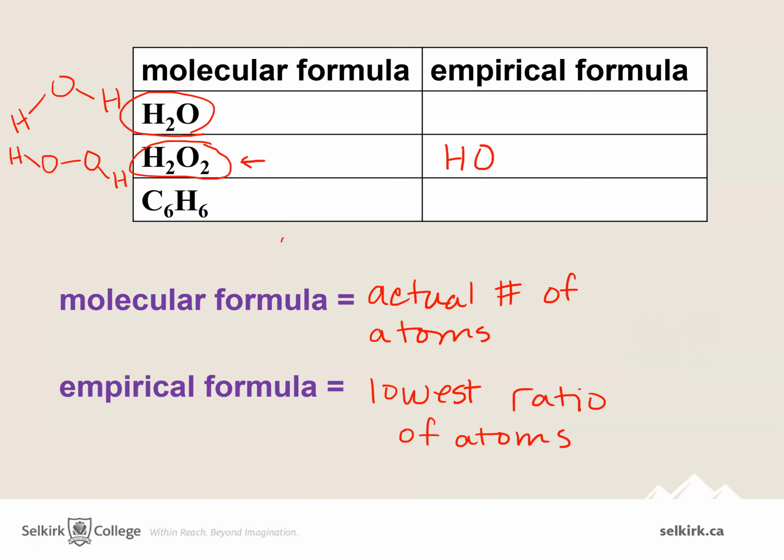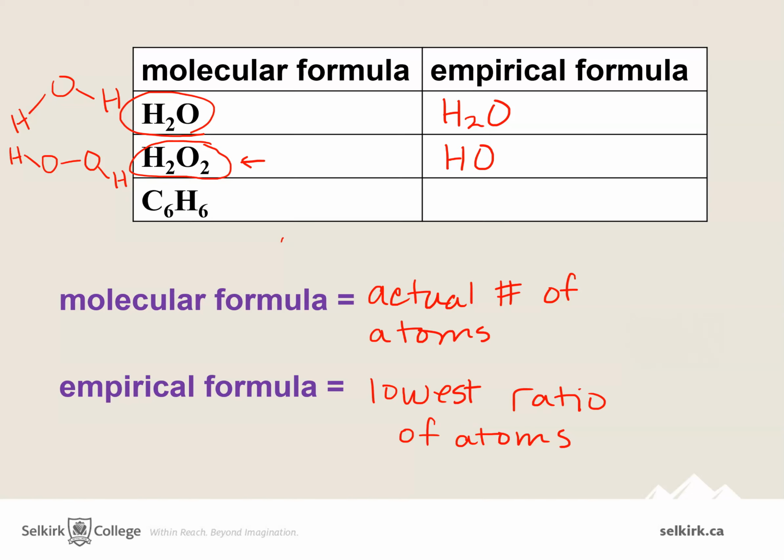That word empirical is defined in this context as the lowest ratio of atoms, but as we'll see in later work, what empirical really means is determined from experimental evidence. We will look at the experiment that leads to the empirical formula, and you will see that the best we can do from that work is to find the simplest ratio of atoms. For hydrogen peroxide, the molecular formula and empirical formula are different, but for water, the empirical formula is the same as the molecular formula. That ratio, 2:1, was already in lowest terms.